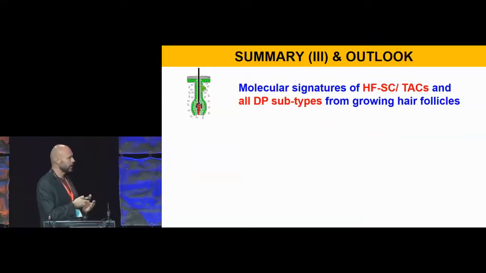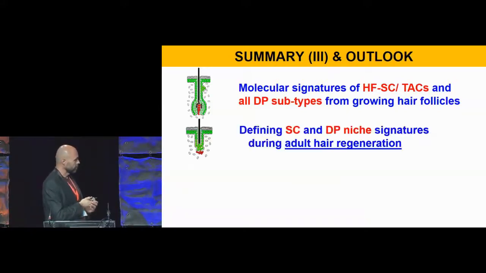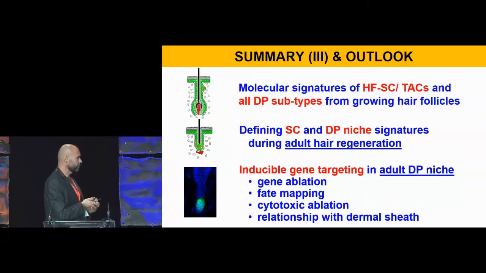So what I've shown in the very last part is that we just finished the characterizations of the stem cell precursors as they transition to the adult phase, the transit amplifying cells, and all the DP subtypes, and we added this to hair gel. We will do this also for the adult hair regeneration phase during the hair cycle, and that we have now inducible gene targeting also for the adult DP niche that will allow gene ablation, fate mapping, cytotoxic ablation, and also determine and go into detail with the relationship of the recently discovered dermal sheath stem cells that Jeff Bernowski talked about earlier.